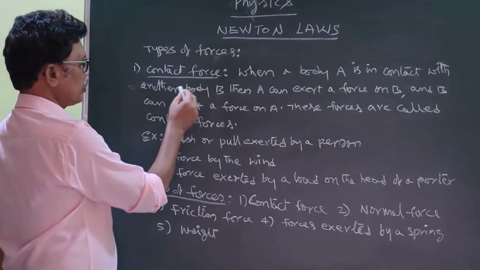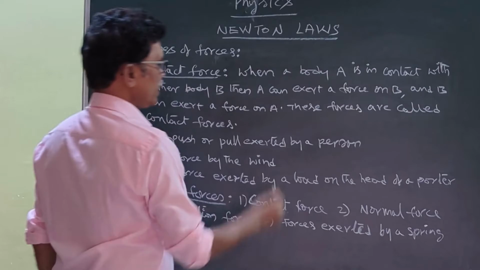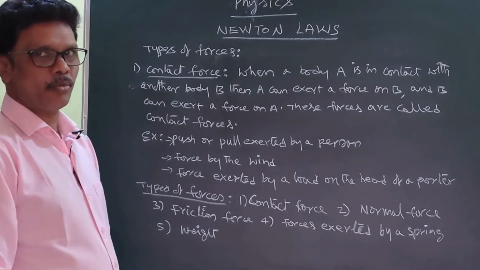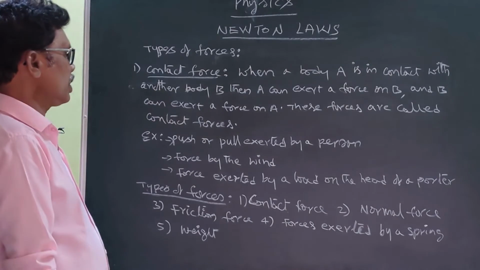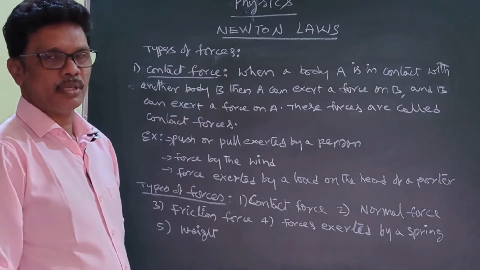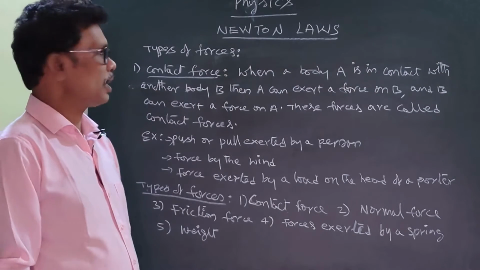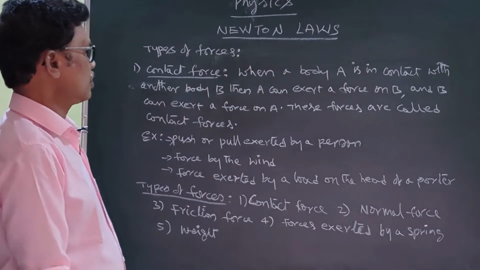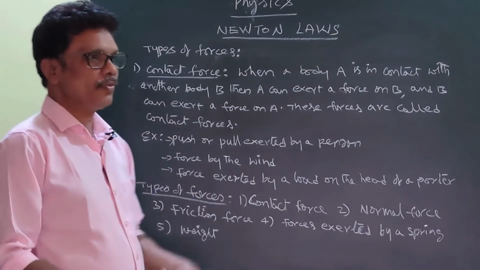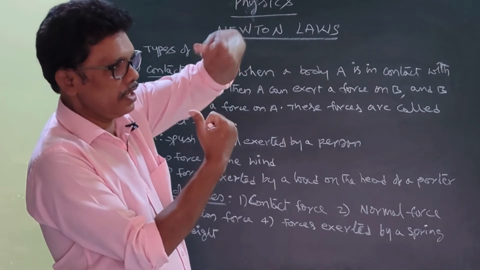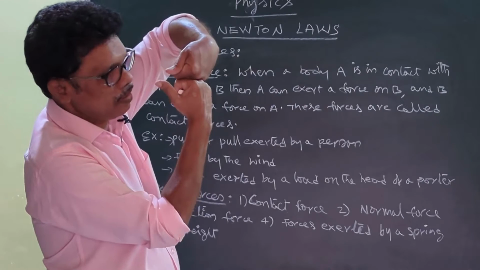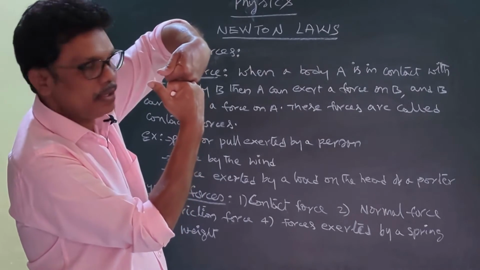Coming to contact force, the name itself says it. There is a body A and another body B. They are in contact, and obviously A exerts a force on B and B exerts a force on A. So these forces are called contact forces. For example, assume this is A and this is B. These two bodies are in contact like this.